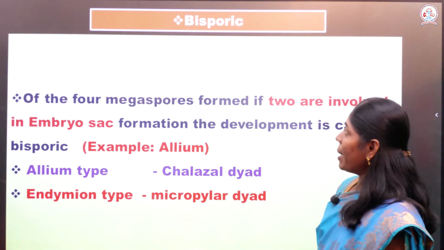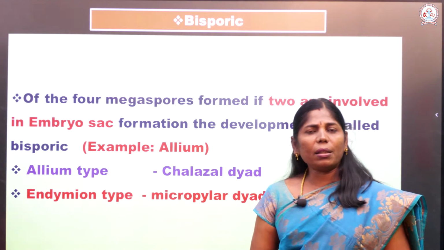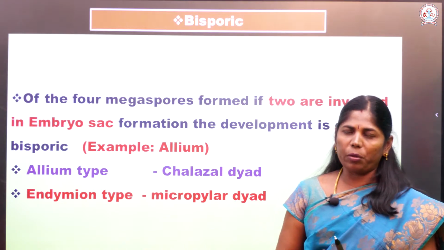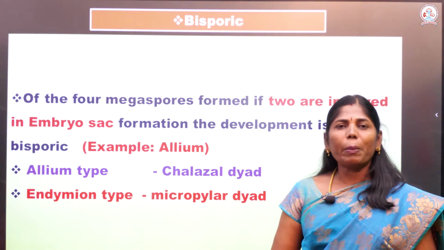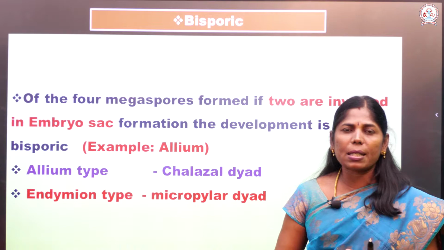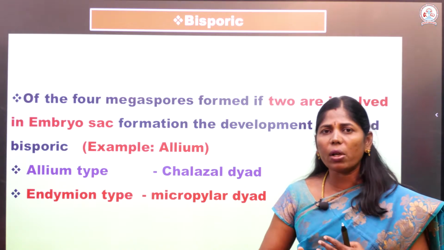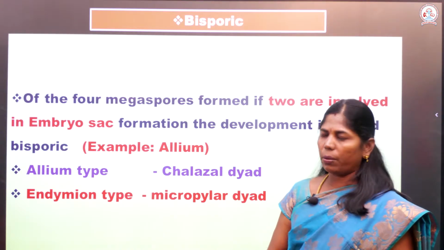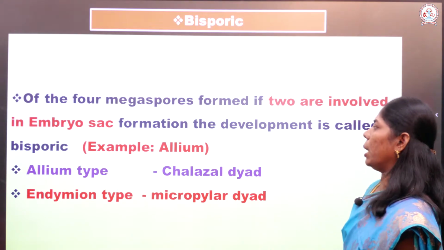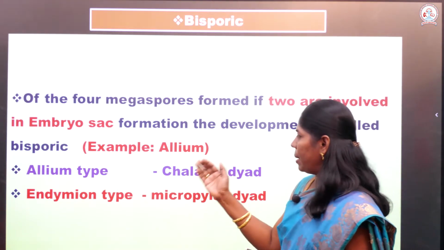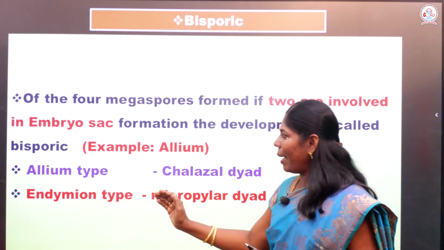So next one is bisporic. Bisporic means here also 4 haploid megaspores are formed, but 2 megaspores act as functional megaspores that are involved in the embryo sac formation. So that is known as the bisporic condition. That's the Allium type, and the Endymion type.